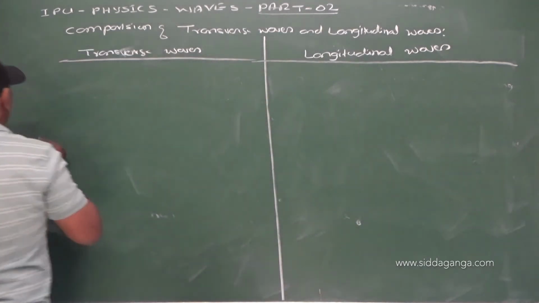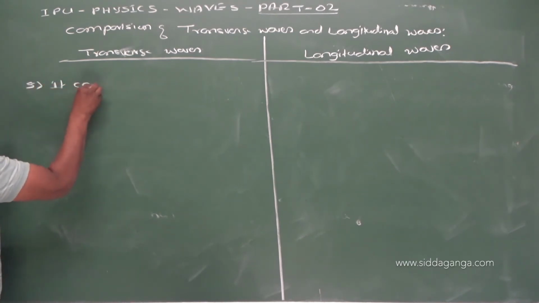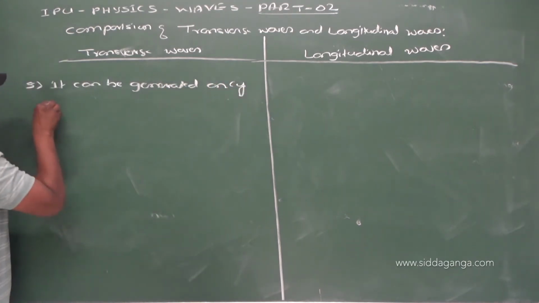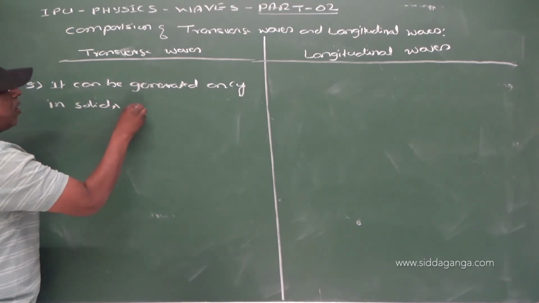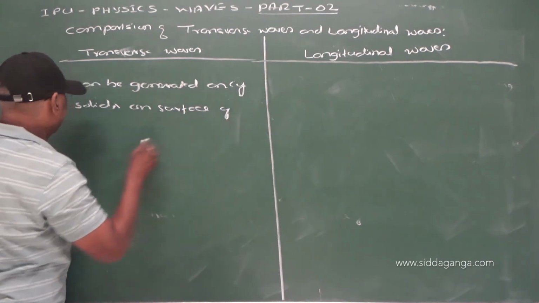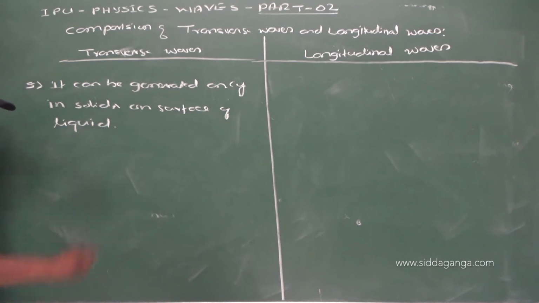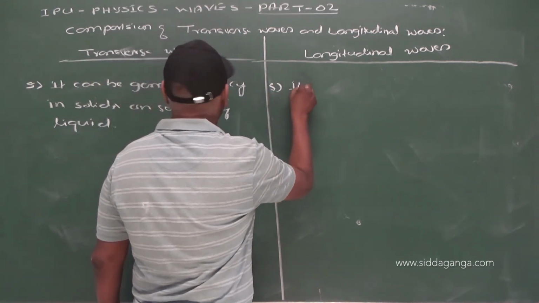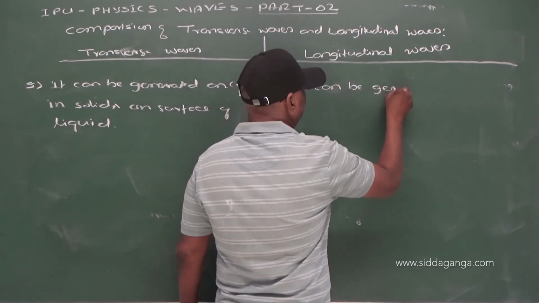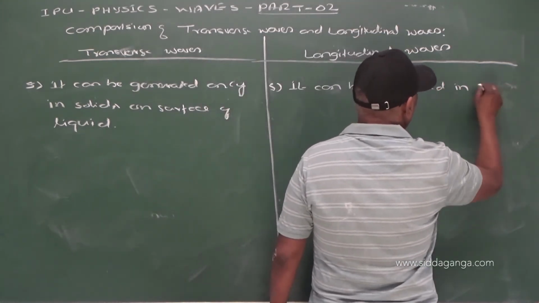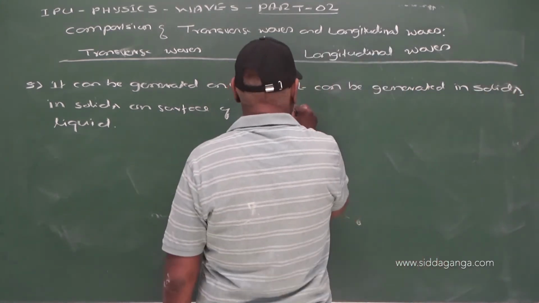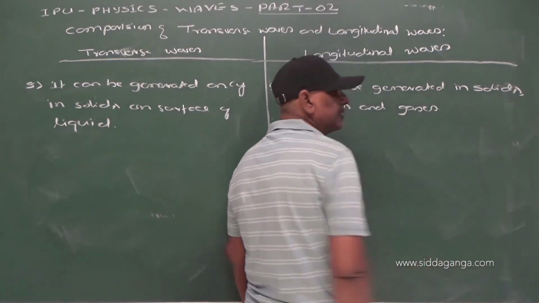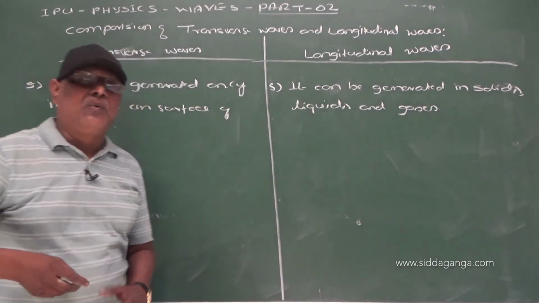Here, the fifth one. A transverse wave can be generated only in solids and on the surface of liquid. They cannot be generated in air or inside liquid. Now here, a longitudinal wave can be generated in solids, liquids and gases, because all the three media possess volume.